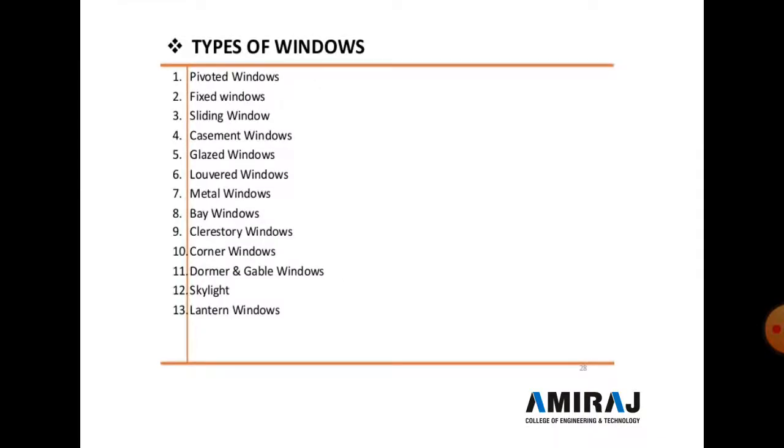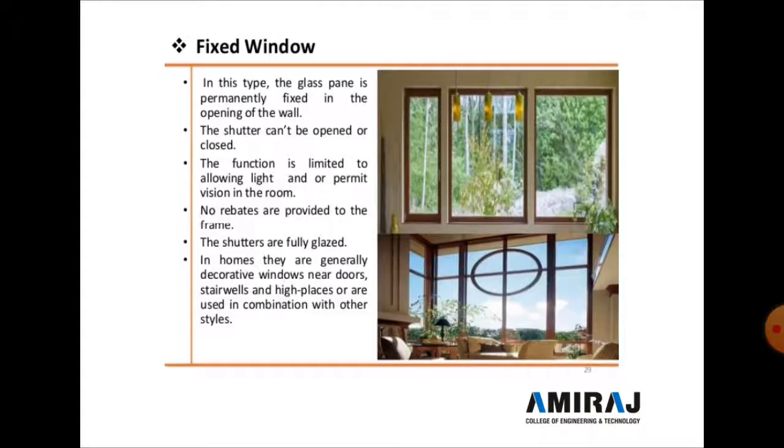Now we discuss, in the next slide, the types of window. Here a total of 13 types of windows are generally used. One by one we will discuss them. So let's start with the first window. The first window is the fixed window.